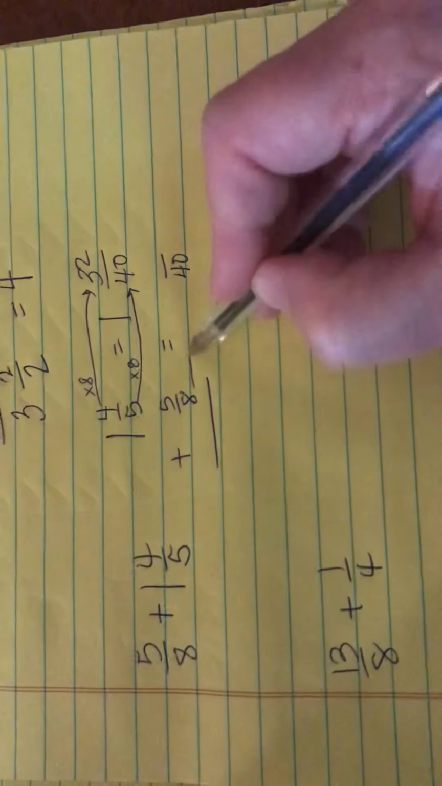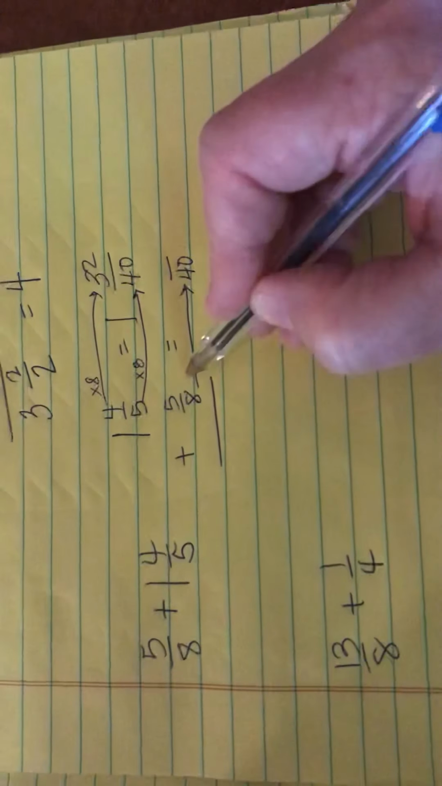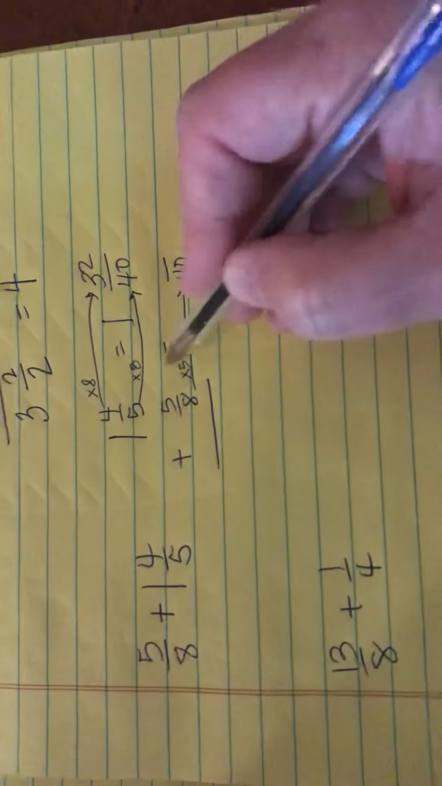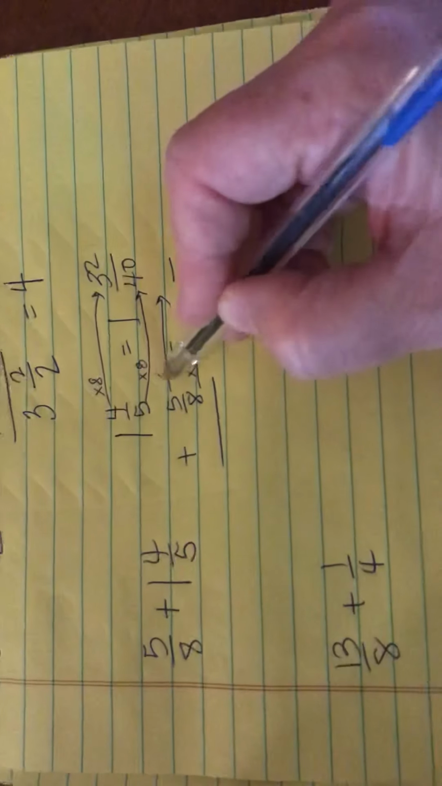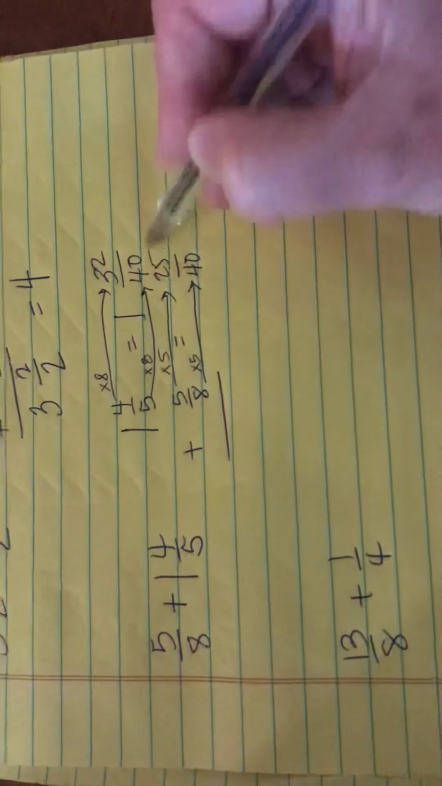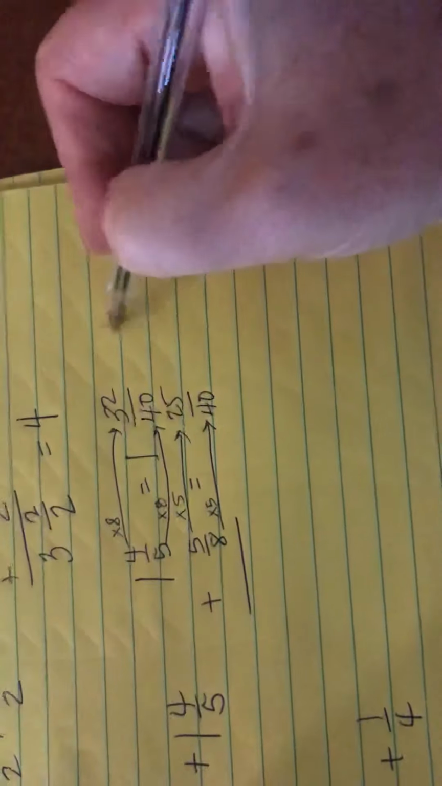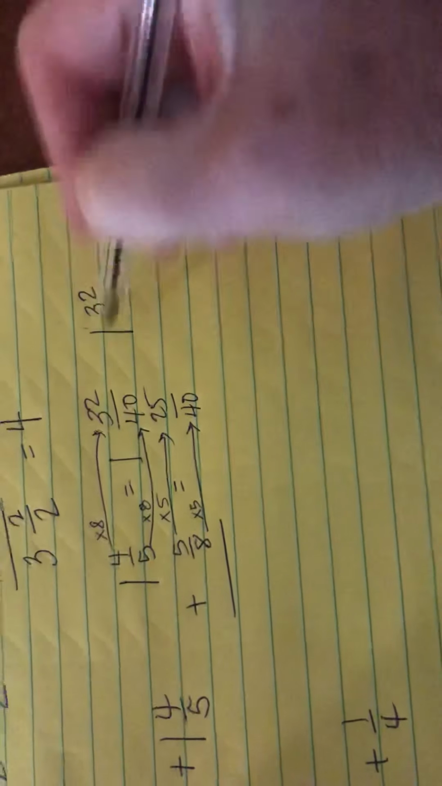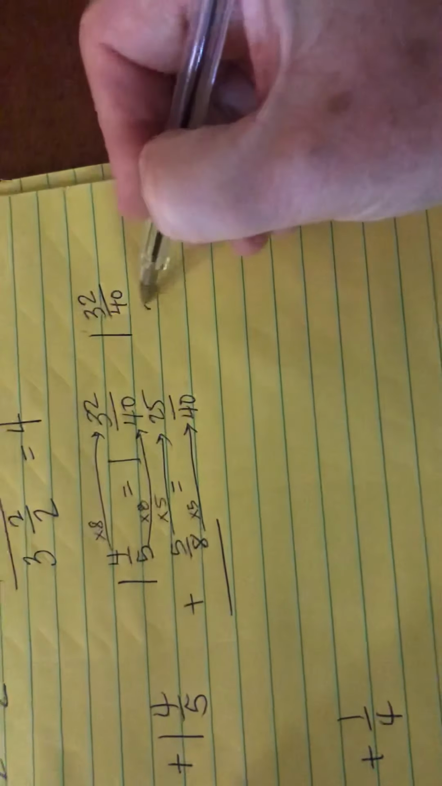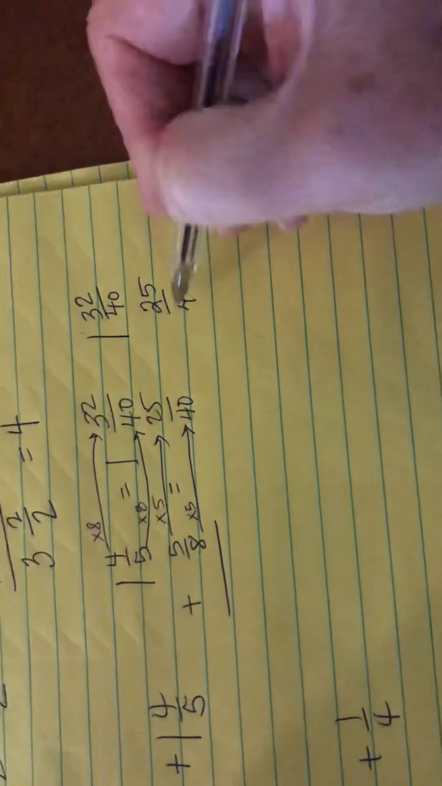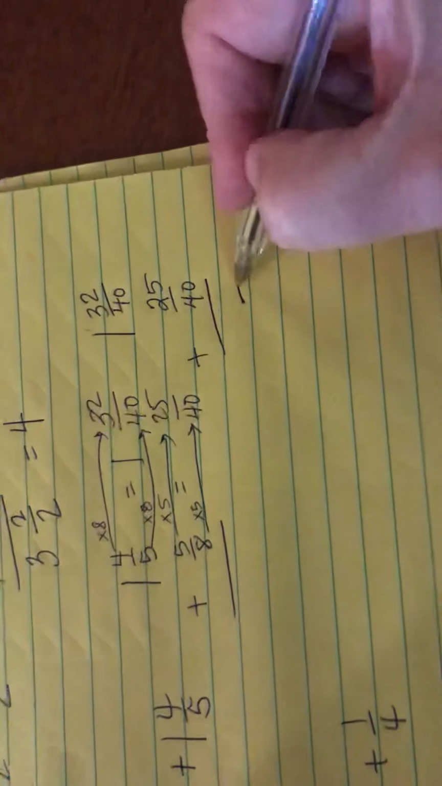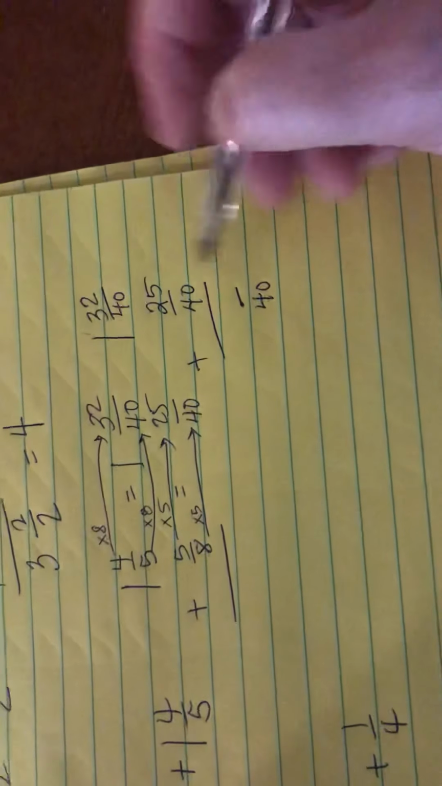Then you ask yourself, 8 times what gives you 40? 5. Do the same thing to the 5. It's going to be 25. I know it's kind of messy, but here's what it's going to be. 1 32 over 40 plus 25 over 40. So we have a common denominator. That's the denominator for the problem.